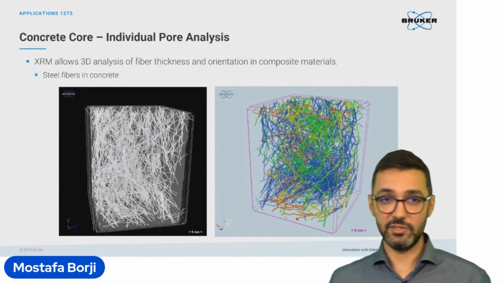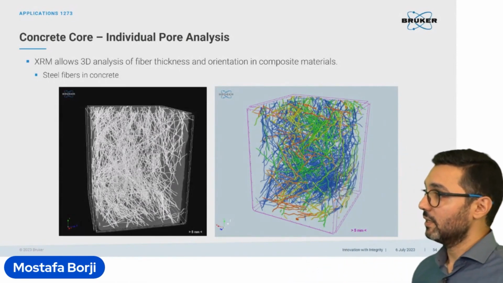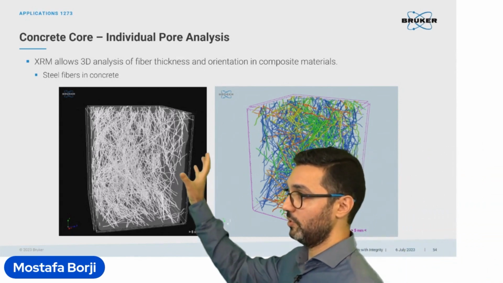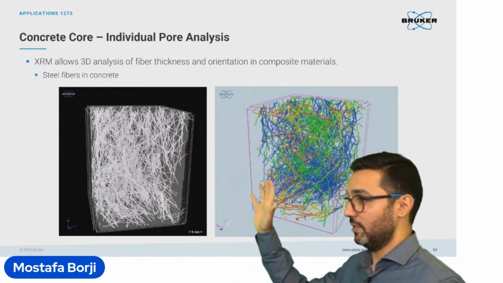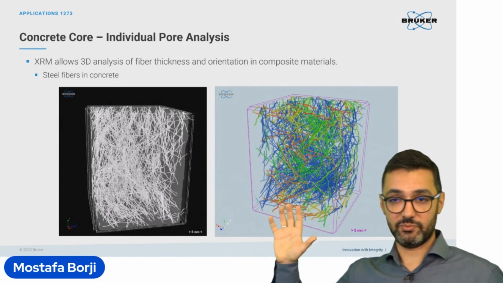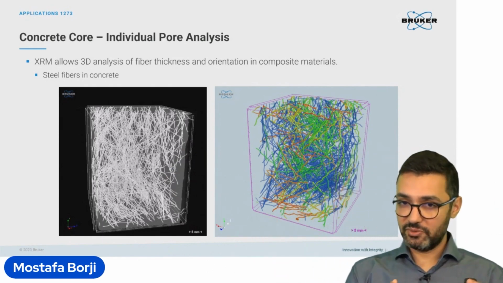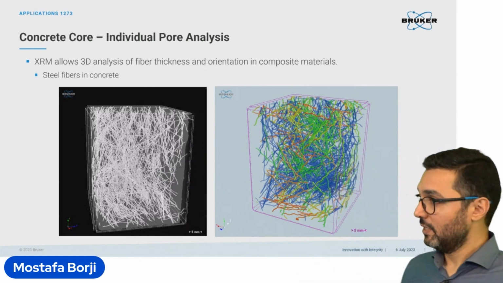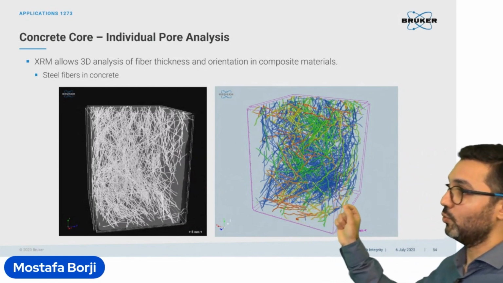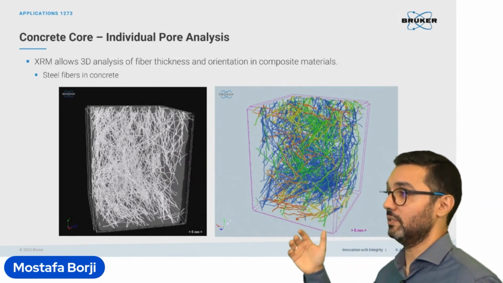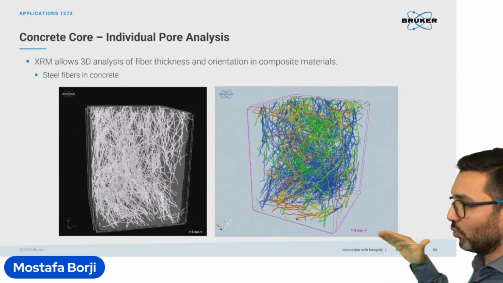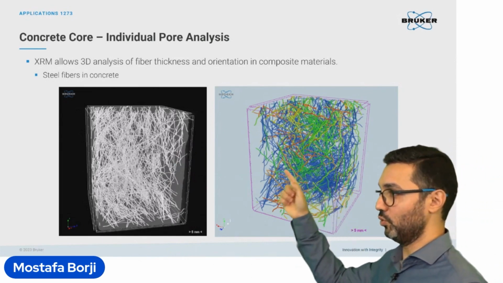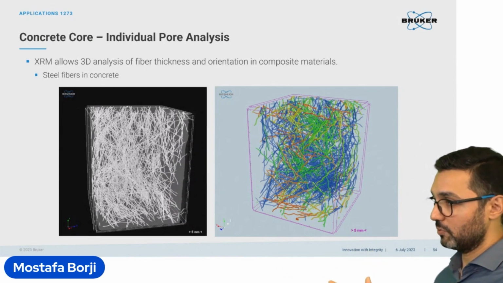Another example from concrete is the steel fibers in concrete. These features can also be extracted. As you can see over here, it is a 3D representation of that. And we can run analysis on these fibers in terms of, for example, the direction of the fibers, how they are located inside the sample, and also thickness analysis. Here, the different colors show the direction of the fibers. The more horizontal they become, the redder they get, and the vertical ones are shown in more blue. So this is, again, only for visualization purposes.